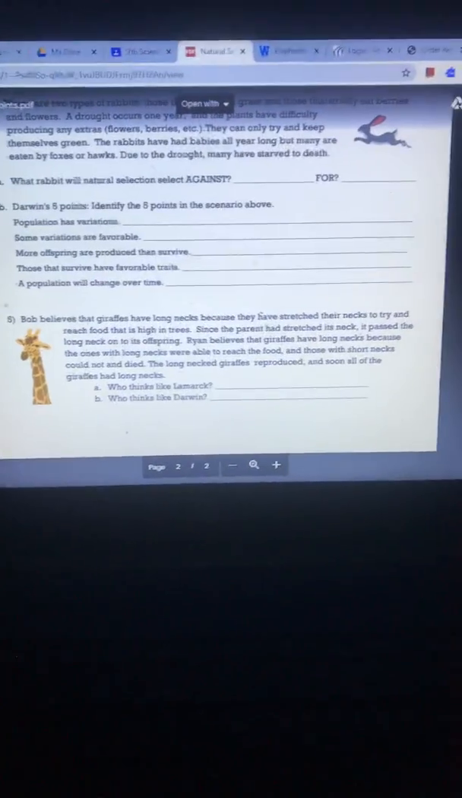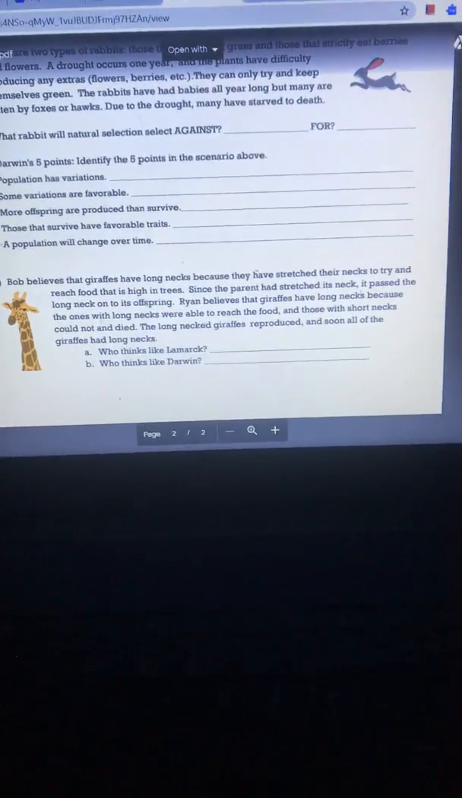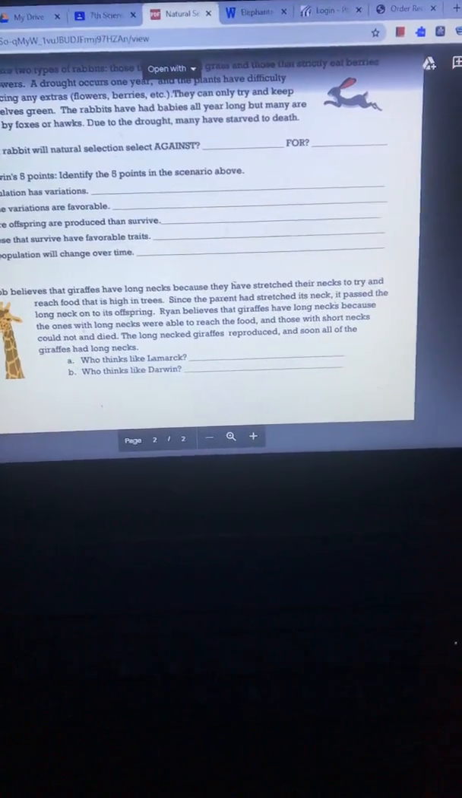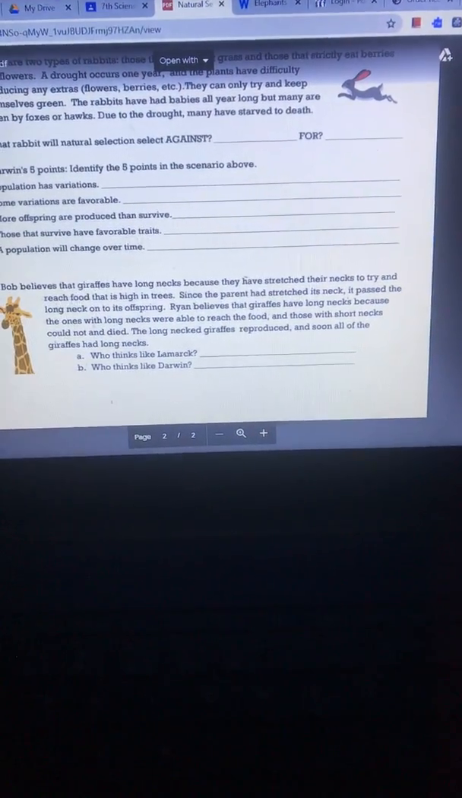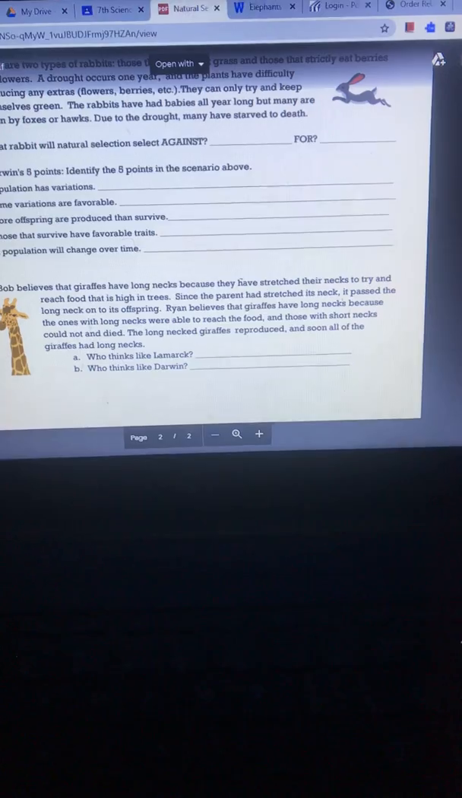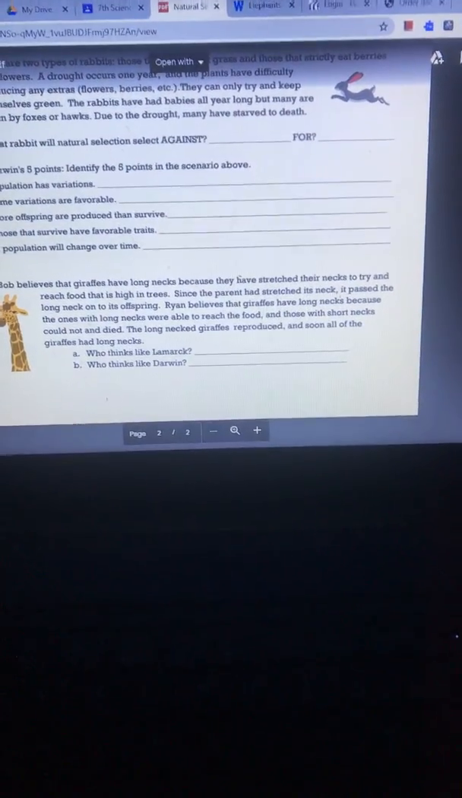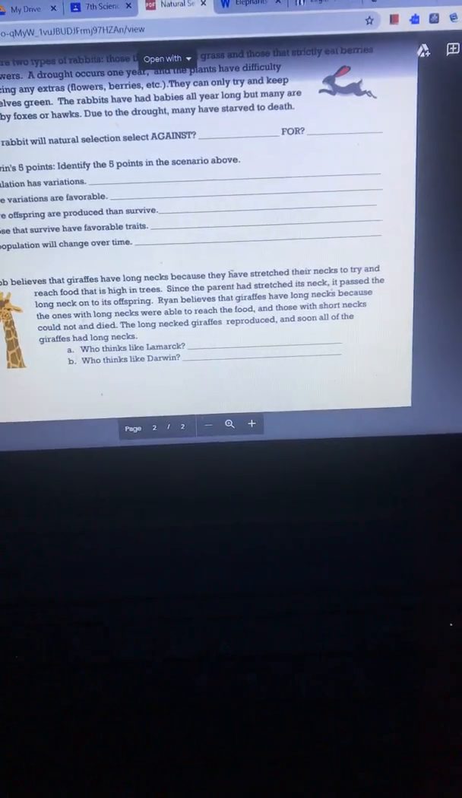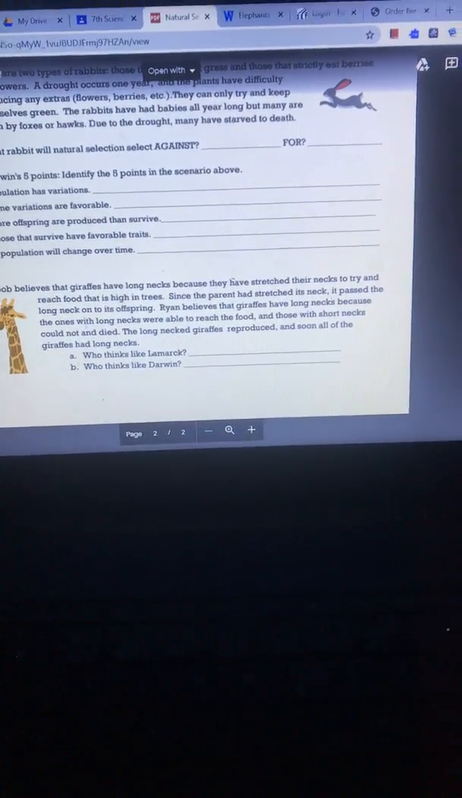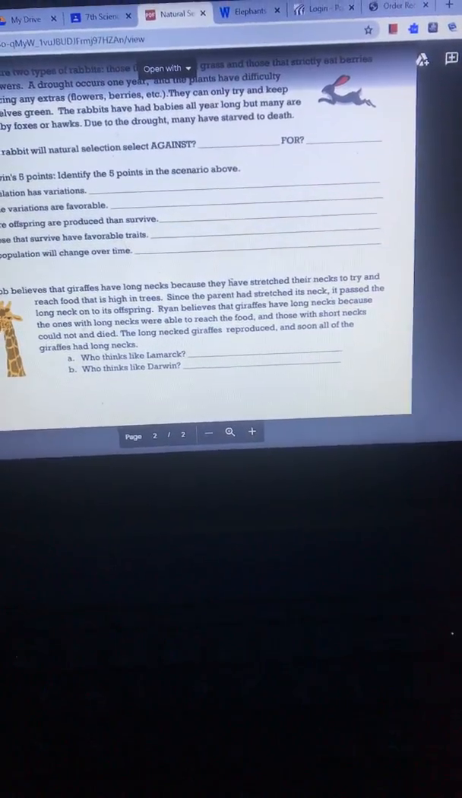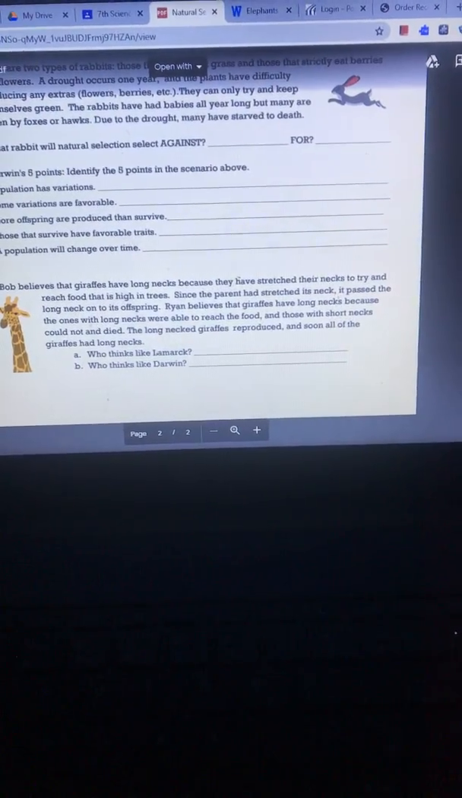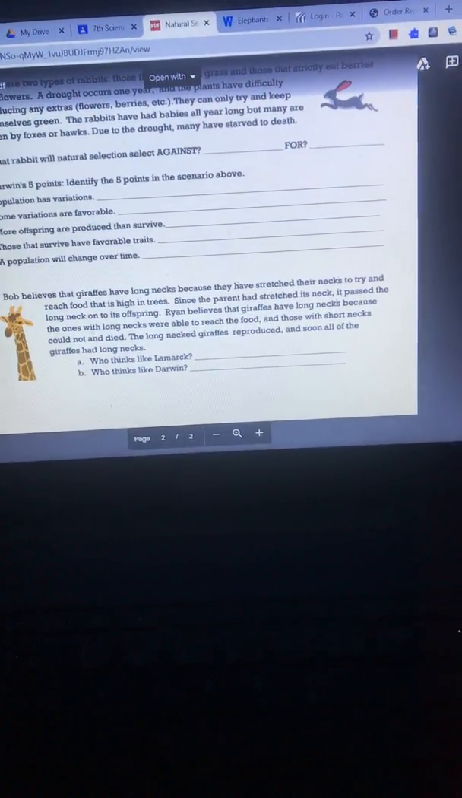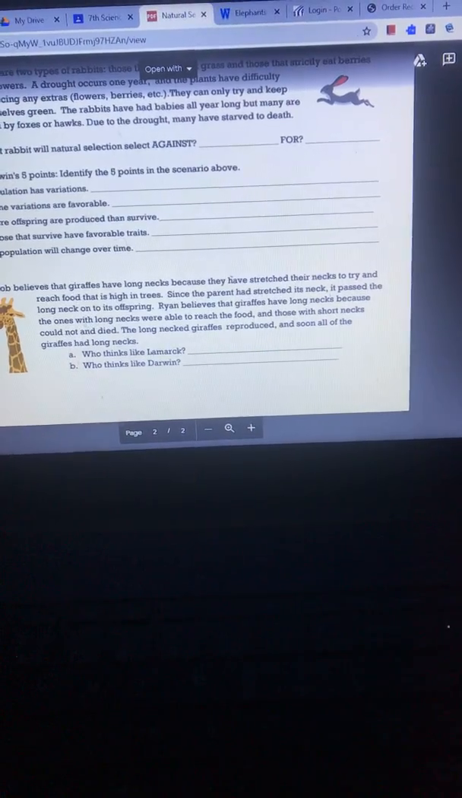Last one, a little bit less. Bob believes that giraffes have long necks because they have stretched their necks to try and reach food that are in high trees. Since the parent had stretched its neck, it passed the long neck onto its offspring. Ryan believes that giraffes have long necks because the ones with long necks were able to reach food, and those with short necks could not and died. The long-necked giraffes reproduced, and soon all giraffes had long necks.